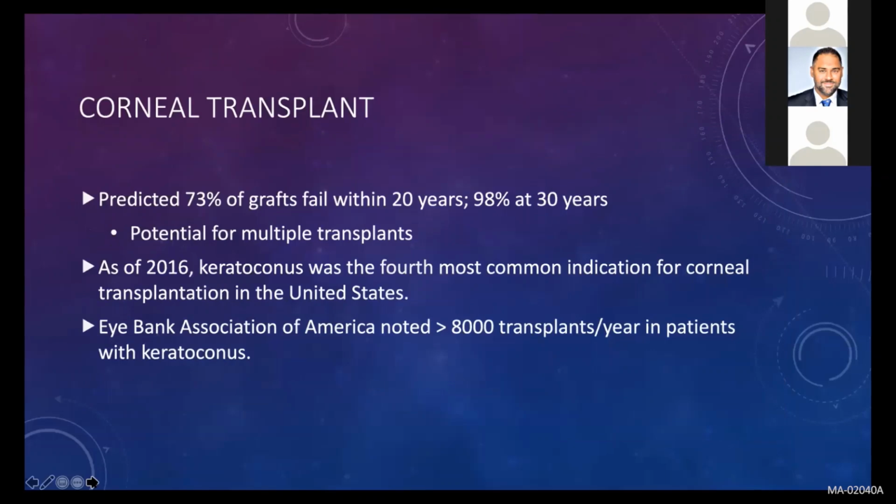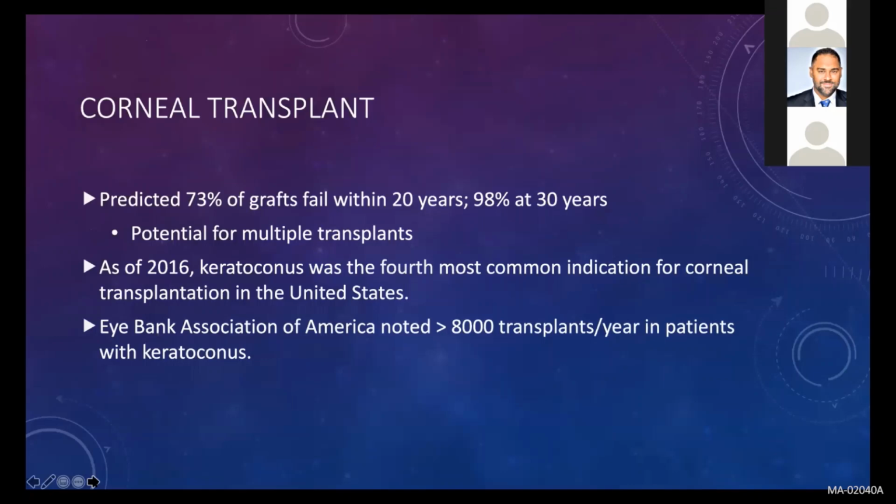Just a little aside about corneal transplants. Some of the long-term data has shown that about 73% of grafts fail within 20 years. 98% fail at around 30 years. So there's the potential for multiple transplants. And as of 2016, keratoconus was the fourth most common indication for corneal transplants in the United States. The Eye Bank Association of America had noted about 8,000 transplants per year in patients with keratoconus.